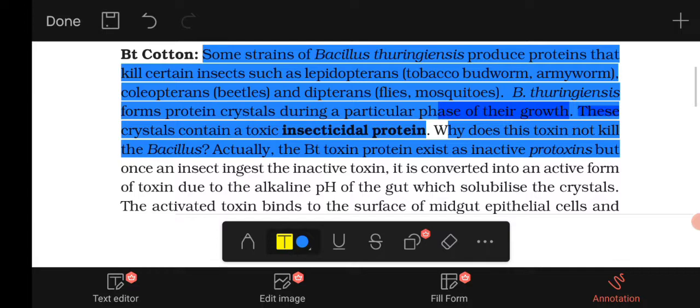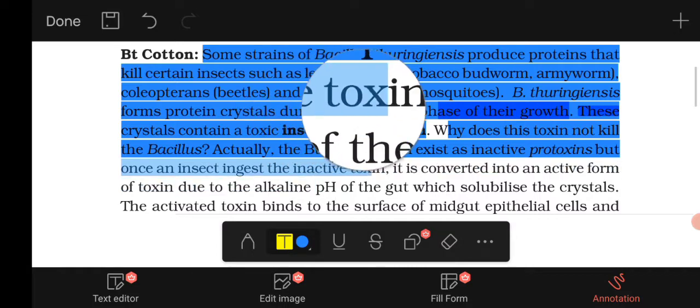Actually, the Bt toxin exists as an inactive protoxin, so it is produced as an inactive protein. Like mostly all the enzymes in our stomach, such as pepsinogen, trypsinogen and prorenin, are produced in inactive form, so they are non-functional. They have to be converted first into an active form, so that they don't affect the neighboring cells or the cells which produce them. Similarly, this toxic protein is produced in inactive protoxin form, so that it doesn't affect this bacteria.